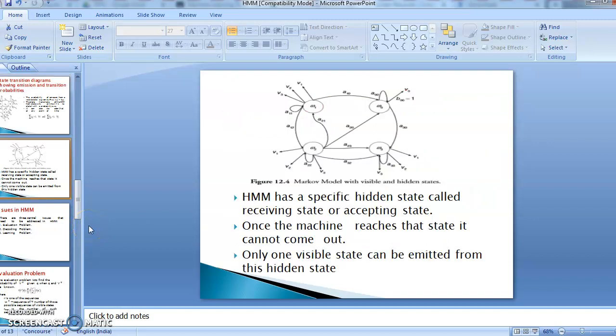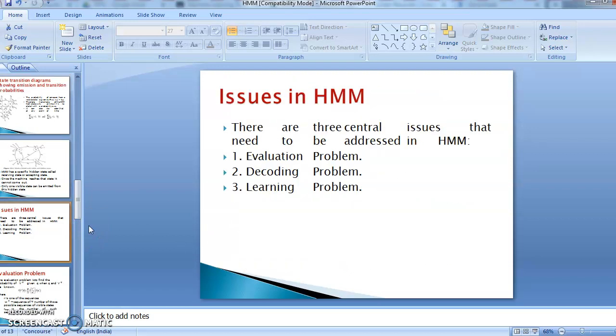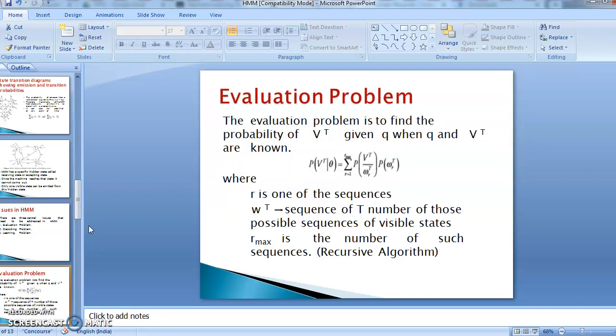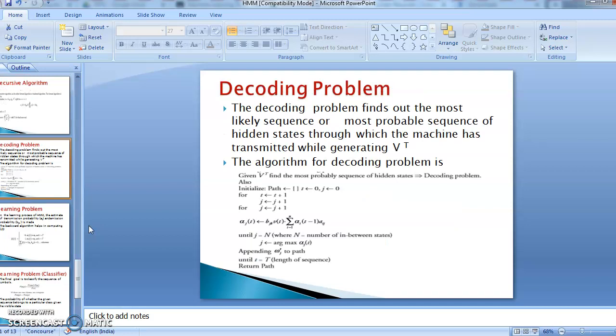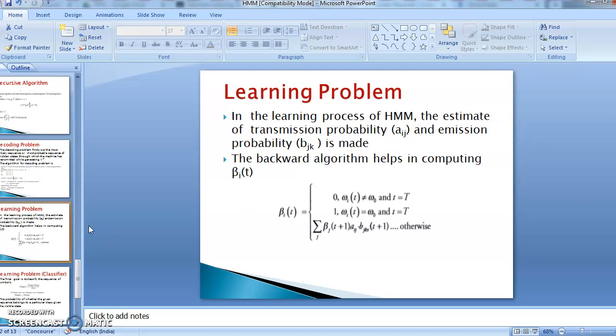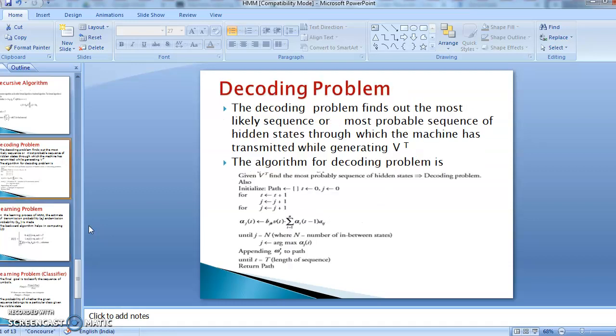There are three issues in the HMM: evaluation problem, decoding problem and learning problem. The evaluation problem always deals with the selection of the model so that our model will give the highest probability for the visible state. Similarly, the decoding problem will give the most likely or most acceptable pattern by the HMM model. Similarly, the learning problem will give us the optimization, how we can adjust our parameters during learning.